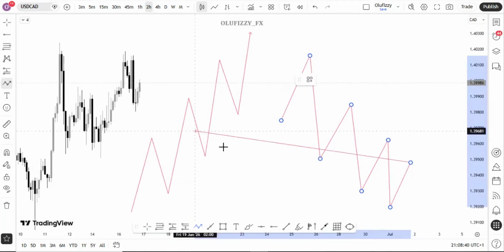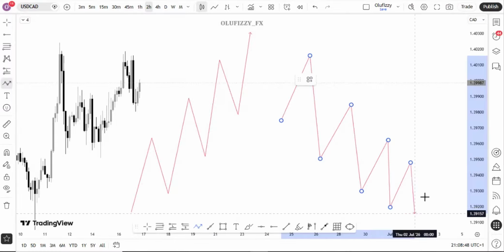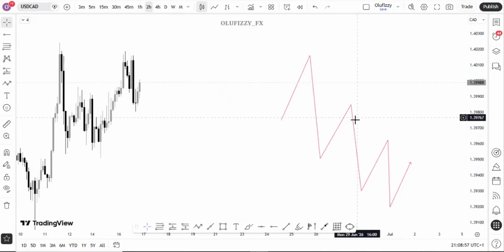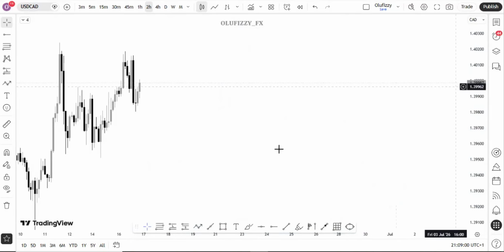But we all know that market doesn't just move in a straight line like this, and on a live chart, it can be kind of confusing. So today we are going to go on a live chart to explain it and how you can actually mark it.